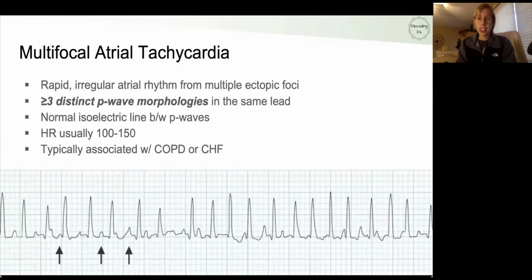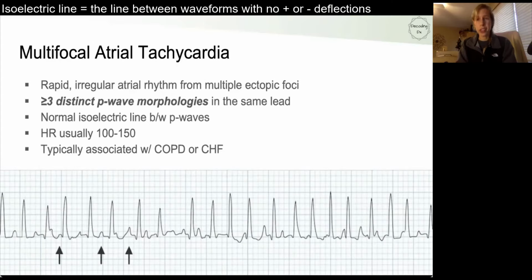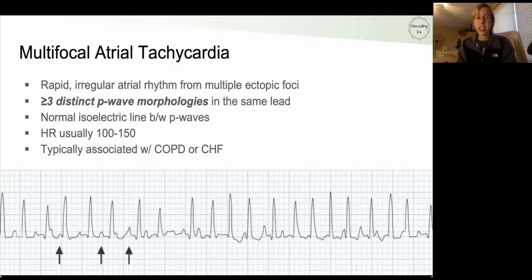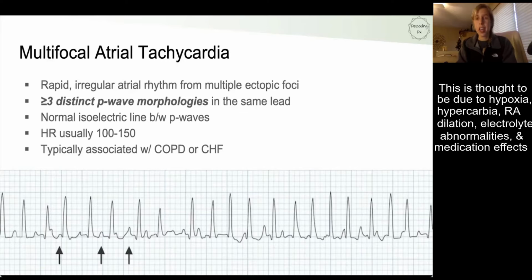In between these abnormal P waves, you'll have a normal isoelectric line. Now, if the heart rate is too fast, that may be hard to determine, but if it's slow enough, then you can see that normal isoelectric line. The heart rate in this case is normally about 100 to 150. And in most cases, MAT is associated with COPD or congestive heart failure.